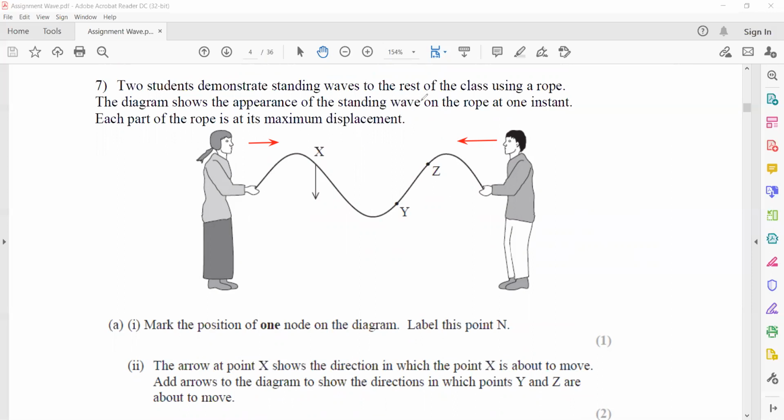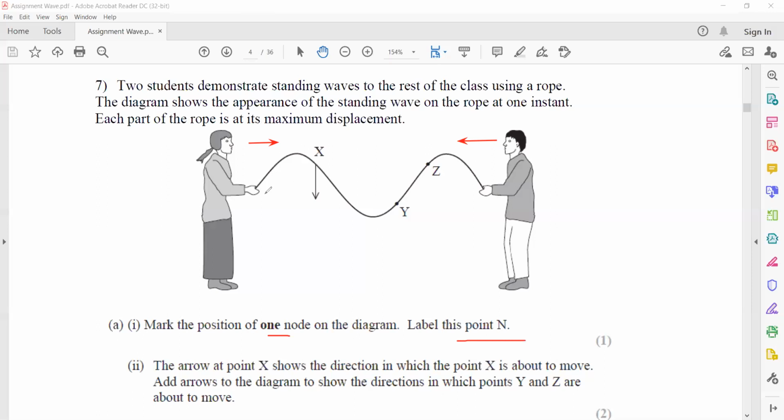The diagram shows the appearance of a standing wave on the rope at one instant, each part of the rope at its maximum displacement. Mark the position of one node on the diagram and label that as N. So how can we show the node?